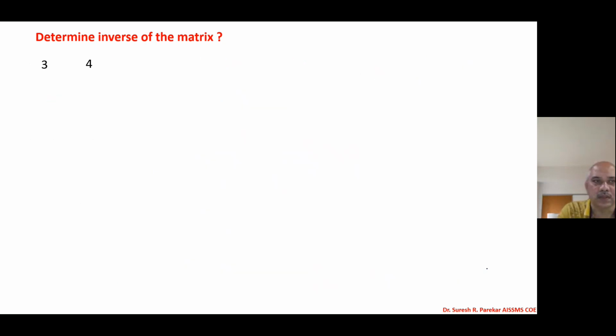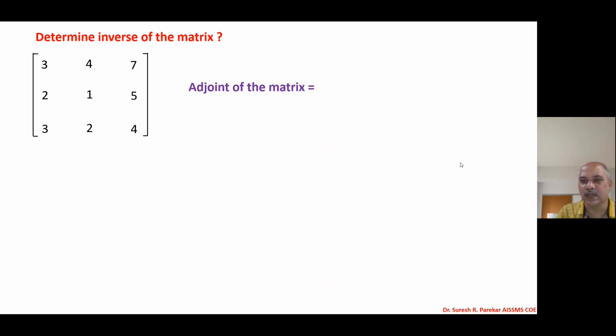Now switch over to the 3 by 3 matrix. Here we will first go for the minors. For the minor, I will write M 1 1 for 3. We have to delete this column and this row. So what remains is 1, 5, 2, 4. That will be equal to 4 minus 10, which is minus 6.